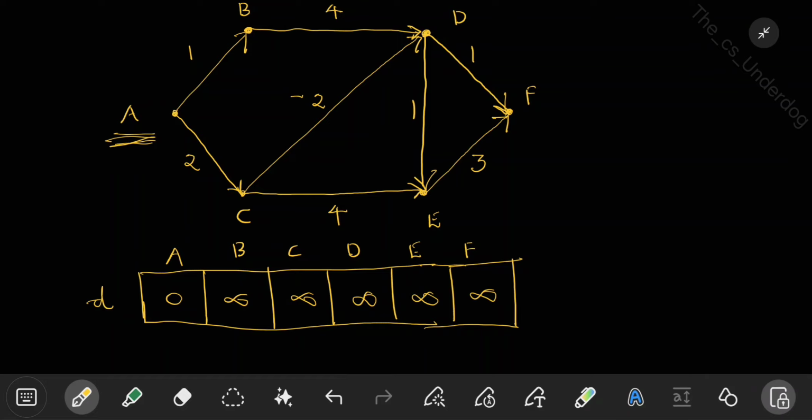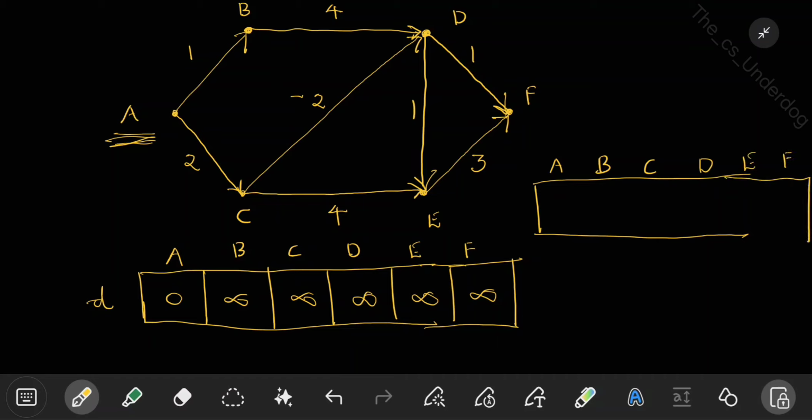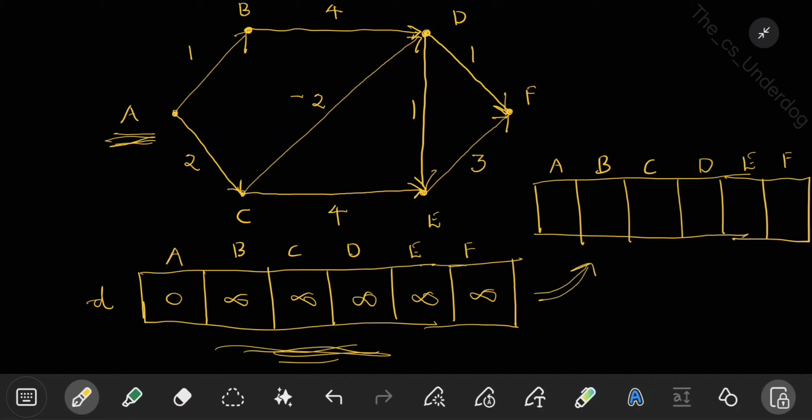I'll have my new distance array here: A, B, C, D, E, F. I'm going to look at my old array and make updates in my new array. This is my old state, that is the starting state. I'm going to do the first relaxation. After the first relaxation, I'll have this new array. What am I going to do in relaxation? I'll pick each of the edges and I'll relax them.